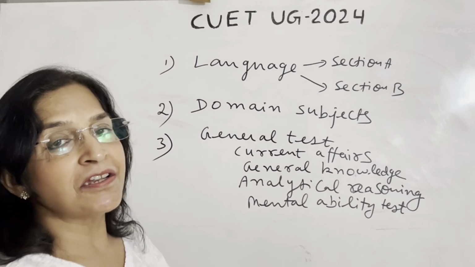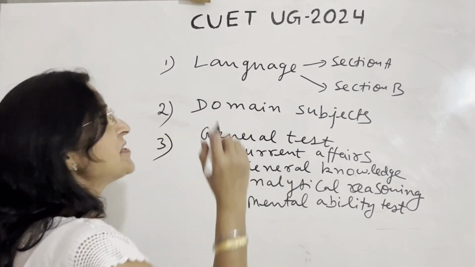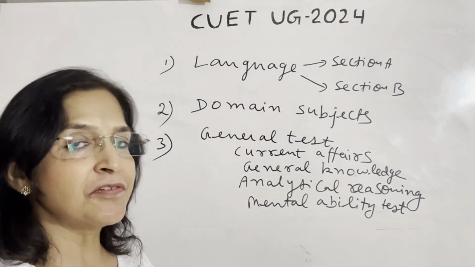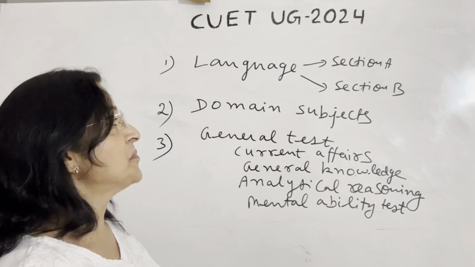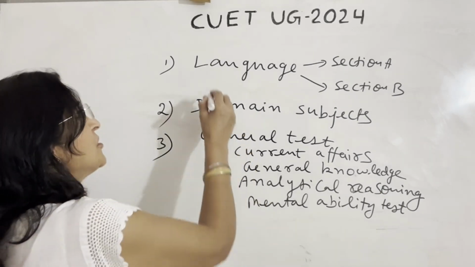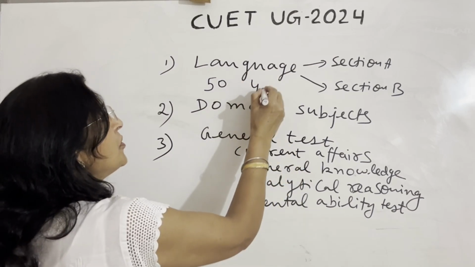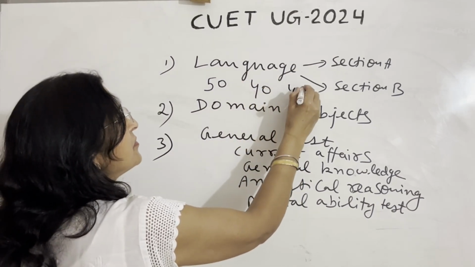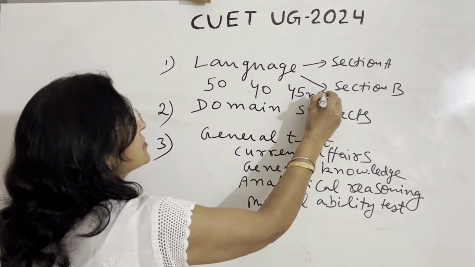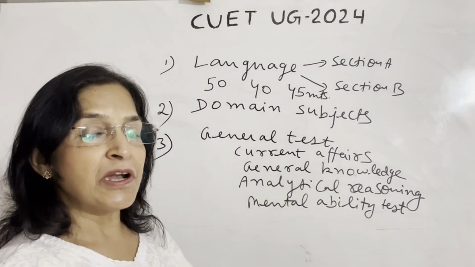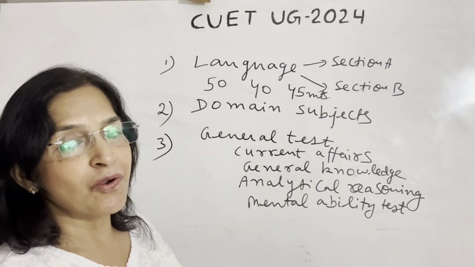This test is divided into three sections. First is language. Language section is further divided into section A and section B. In the language section, 50 questions will be given to you. You have to attempt 40 questions and time limit will be 45 minutes. Questions will be multiple choice. Exam will be online.